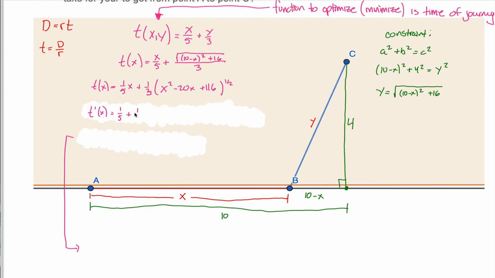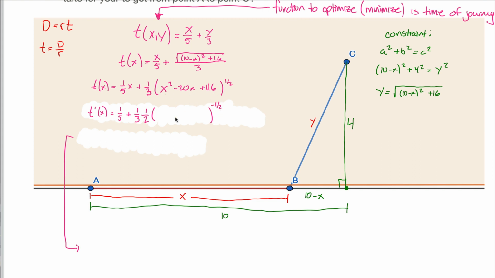The derivative of the second term is kind of a mess. The 1/3 is a coefficient, so I'll leave that alone. And then I'll take the derivative of x squared minus 20x plus 116 raised up to the 1/2 power. For that, maybe you're thinking chain rule. The outer function is the stuff raised up to the 1/2 power. So I'll bring that 1/2 down in front, and my new exponent will be 1 less than that 1/2. In other words, negative 1/2.